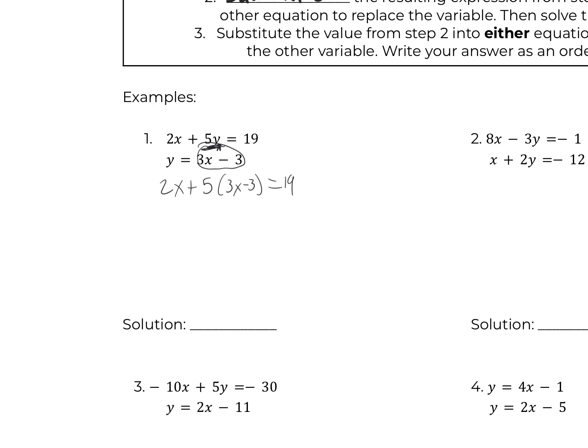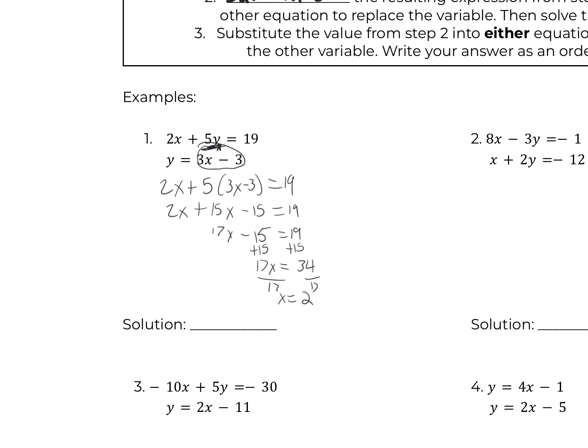Now we're going to distribute this 5. So 2x plus 5 times 3x is 15x, 5 times negative 3 is negative 15, equals 19. Combine our like terms, we get 17x minus 15 equals 19. Add 15 to both sides. We get 17x equals 34. Divide both sides by 17, and we get that x is 2.